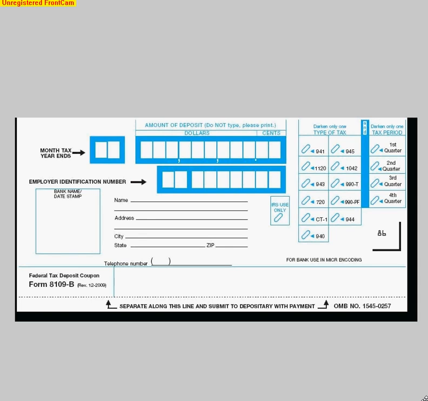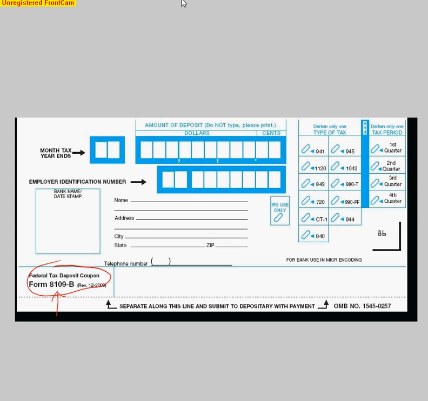Chapter 13, Question 4, Sections 1 and 2. Before we can actually get into that, we're going to need to address one thing. We have a form here. This is called a Federal Deposit Coupon, and 8109 is the number itself. That's the name of this entire form.